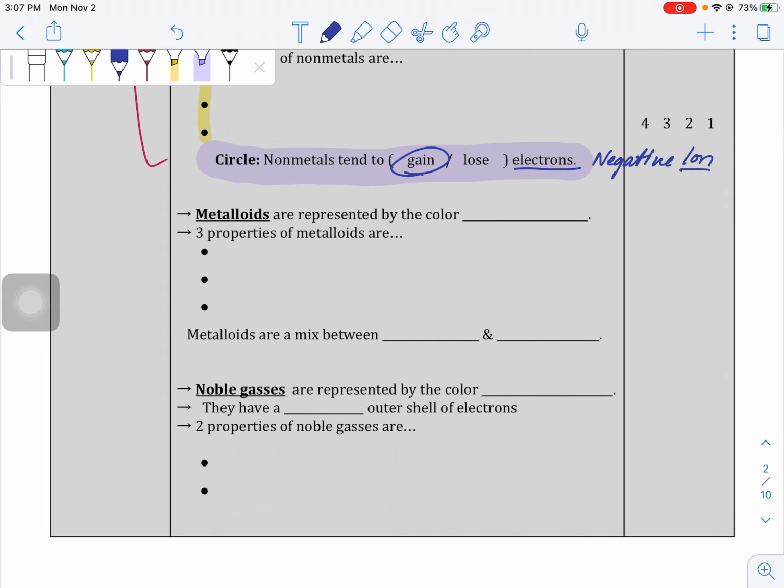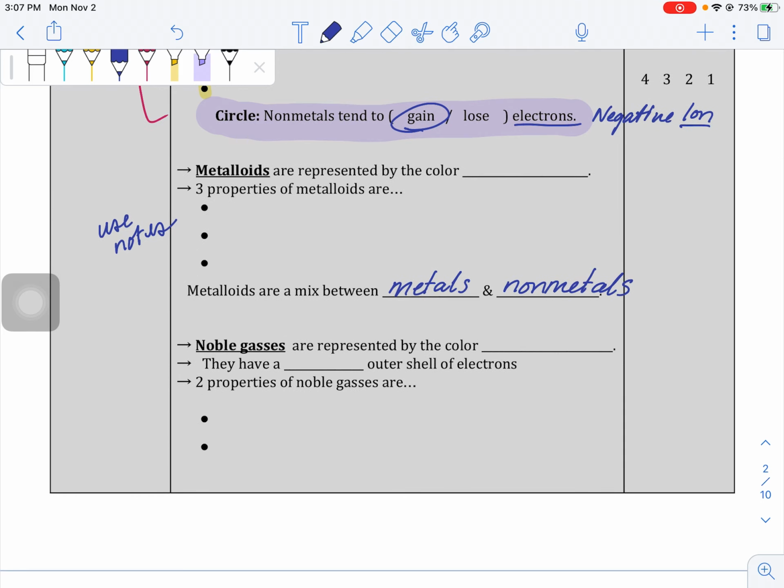Metalloids are kind of in between, so look back at your notes and figure out the details that you want to share for metalloids. They're really that mix between metals and nonmetals based on their location on the periodic table.